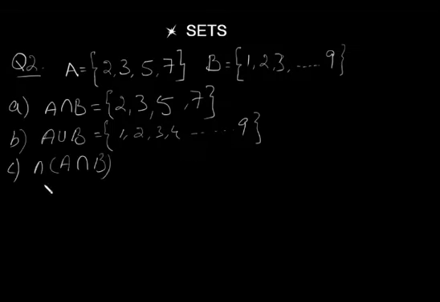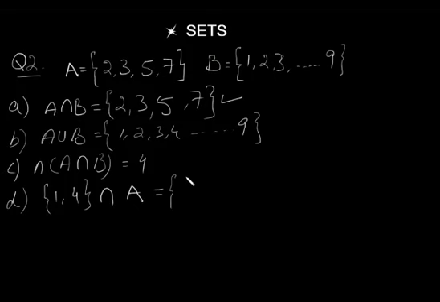In part C, we have to find out the number of elements of A intersection B. So we have to look in that set. How many elements does it have? 1, 2, 3, 4. So 4 is the answer. In part D, we are given the set {1, 4} and its intersection with A. So we have to find the common elements between {1, 4} and set A. So we can see that 1 and 4 aren't there at all. It means that the answer is the empty set or null set.